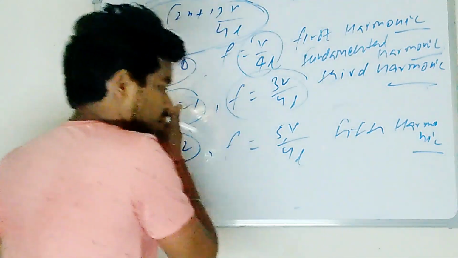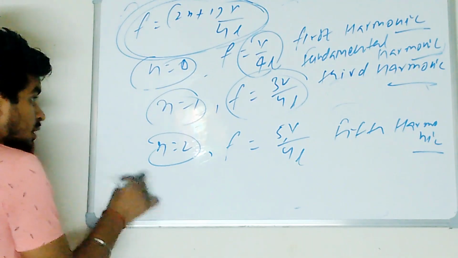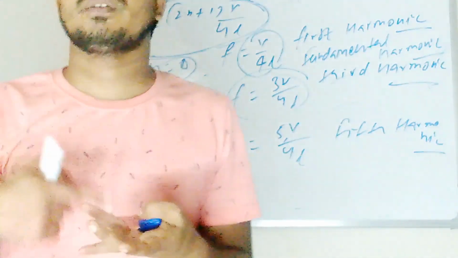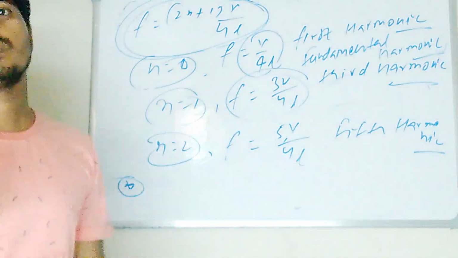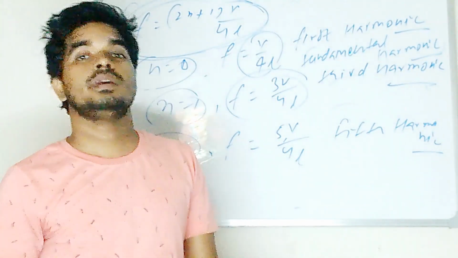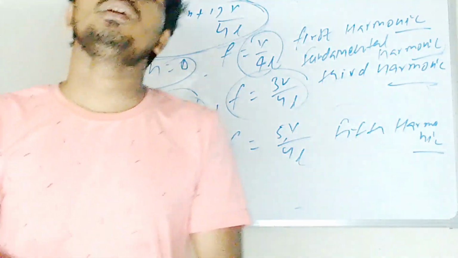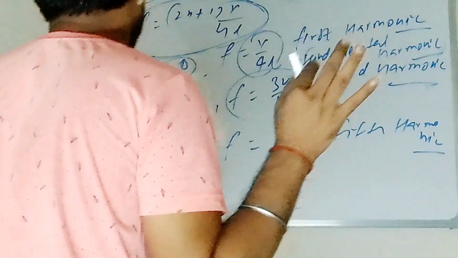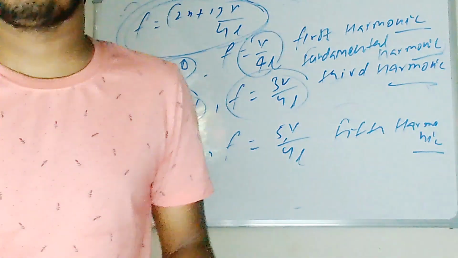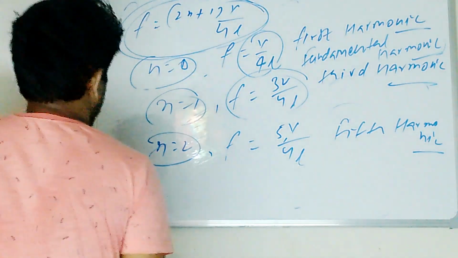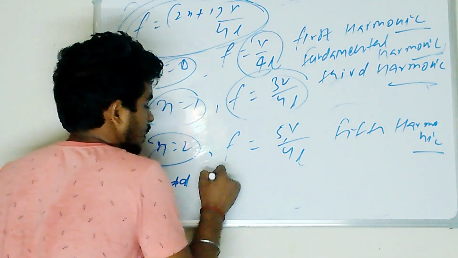Okay, so one point I am concluding over here is that we are getting the first harmonic, third harmonic and fifth harmonic. So if one end is closed, either an organ pipe or a string, in both cases, what do we get? We get only odd harmonics, not even harmonics.